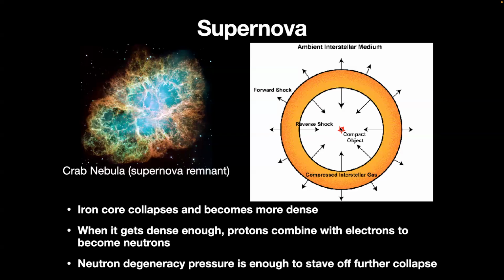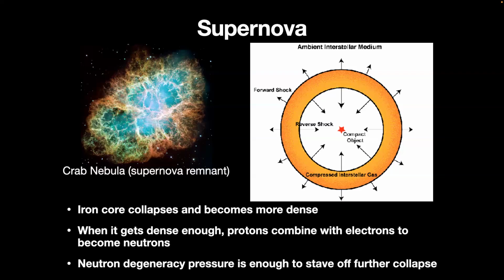So this causes a violent rebound and shock waves that bounce outward. And that collides with the outer layers of the star that are still falling in, that haven't reached the neutron star yet. So the energy from this expanding wave can cause the fusion of elements heavier than iron. In fact, supernovae are responsible for all of the more massive elements we find on Earth. All right, so that's what happens if you have a neutron star.